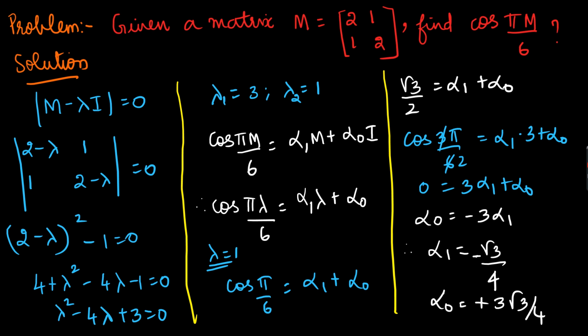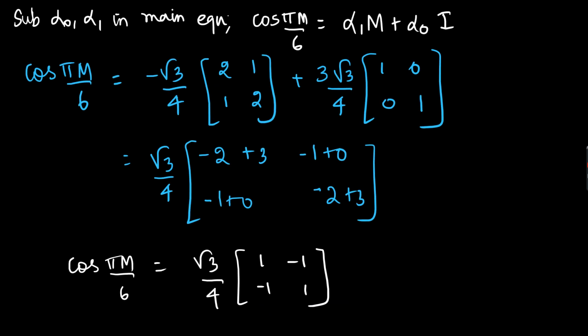So now the next step is to substitute the values of alpha naught and alpha 1 in the main equation to find the solution. Instead of alpha 1 I'm using minus root 3 by 4, and instead of alpha naught 3 root 3 by 4, and instead of M I'm using the matrix as given in the question, and I is the identity matrix. Now just simplify this. You're going to get the value of cos(πM/6) as root 3 by 4 times the matrix [[1, -1], [-1, 1]]. So this is a very easy solution for such kind of problems.